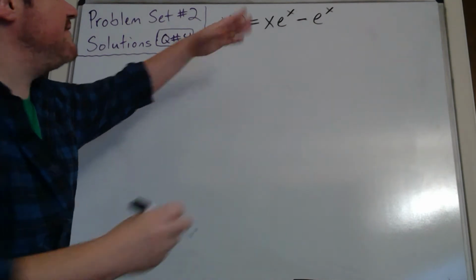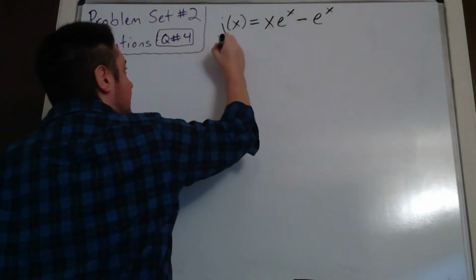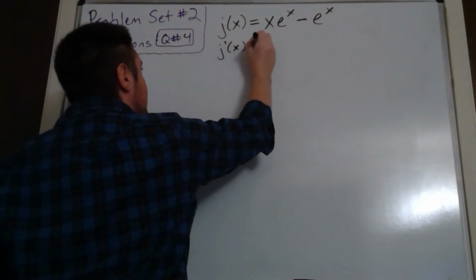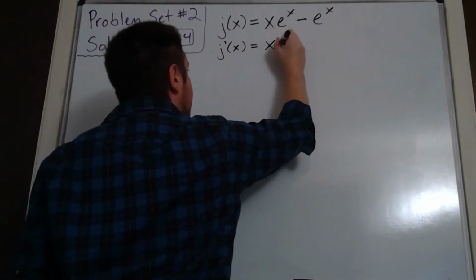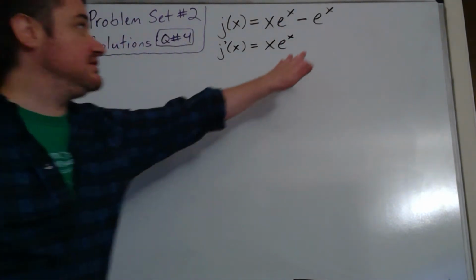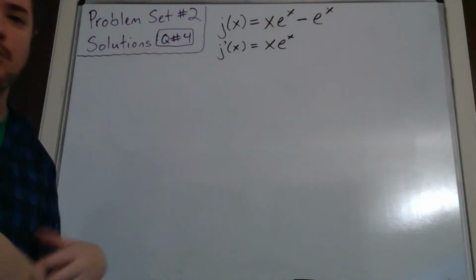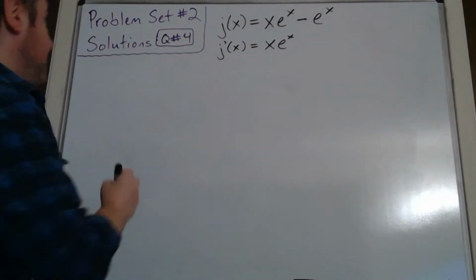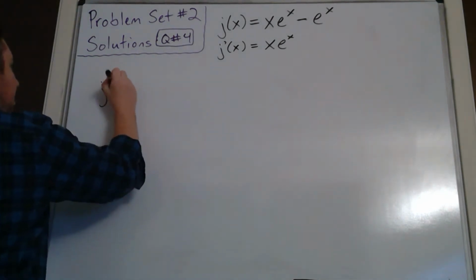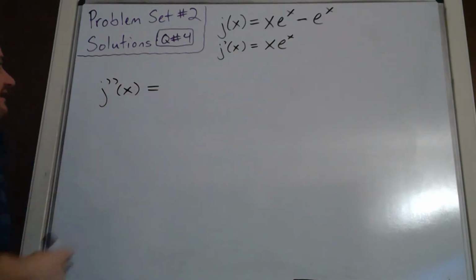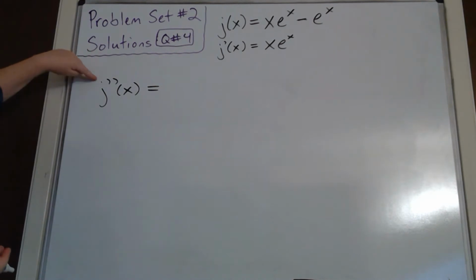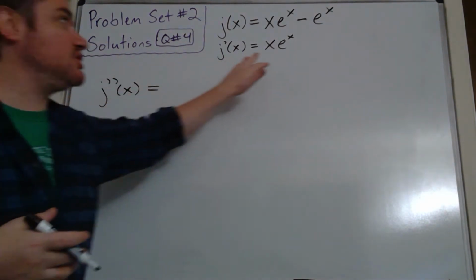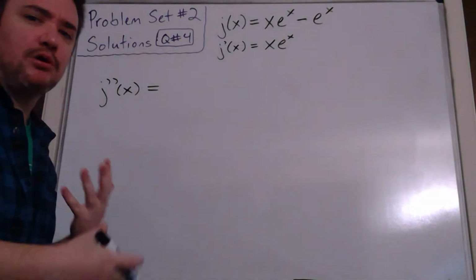j of x was this, and we just found that j prime of x was just x e to the x. So this minus e to the x from the original j went away. Let's go further. Let's take the derivative of j prime, which is going to be j double prime of x. We call this the second derivative of j. Count up those primes right there. And I'm just going to rush through the product rule a little quicker this time.